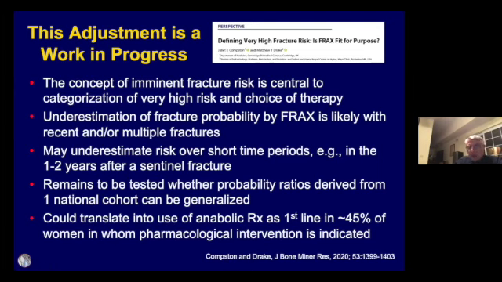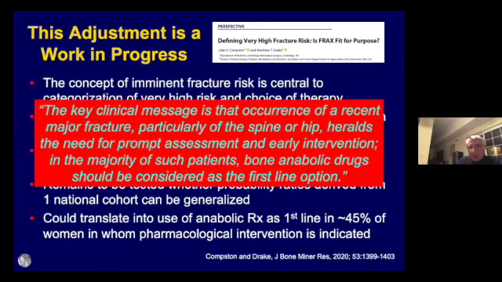And they summarize this, and I think it's a good key clinical message that a recent major fracture, particularly hip or spine, needs to be evaluated, as Sarah told us, with early intervention in the majority of folks, and we should be considering bone anabolics. But I think whether we should be implementing this imminent fracture risk adjustment is perhaps premature, so stay tuned. And I thank you.